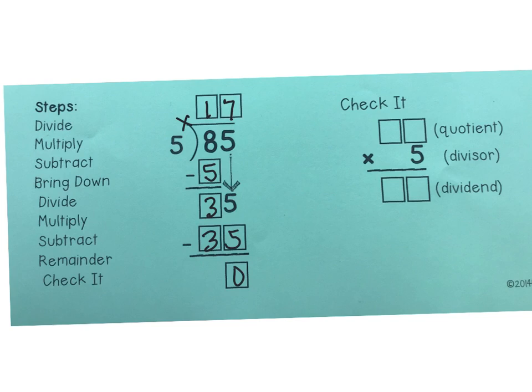So I'm going to go over here, and if this is correct, 5 times 17 is going to equal the dividend of 85. Okay, 7 times 5 is 35. 5 times 1 is 5, and then 3 more is 8. Oh, it's correct. Okay, so do your best on the back and we'll check it tomorrow.